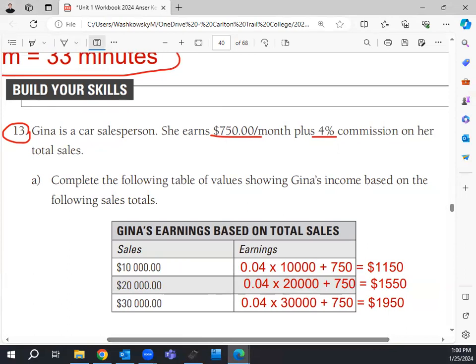So now the challenge for you is try and write an equation about that. So I'll give you guys now about 30 seconds to try that one out.